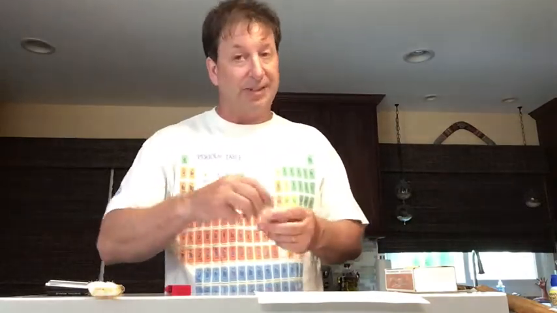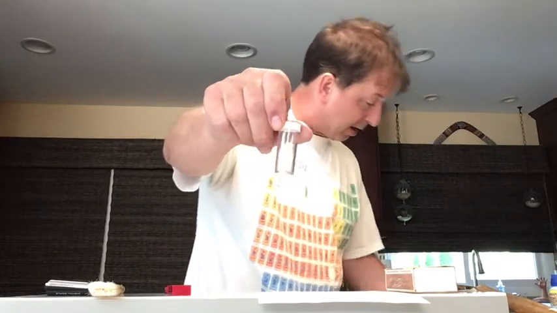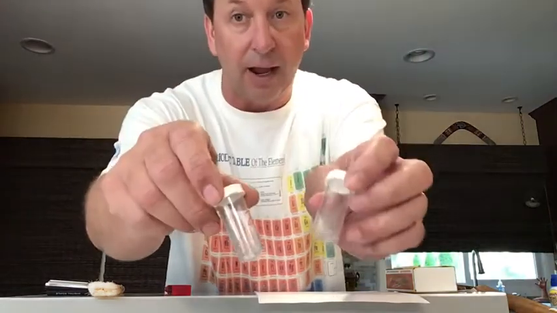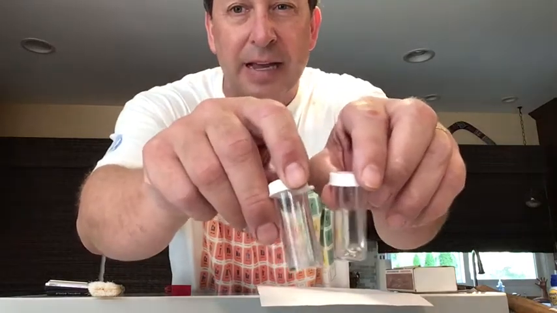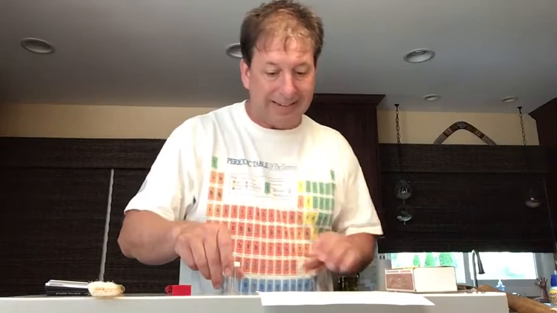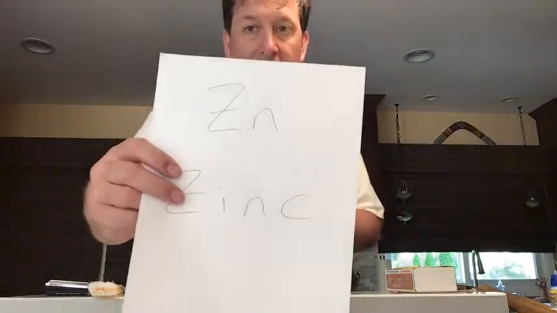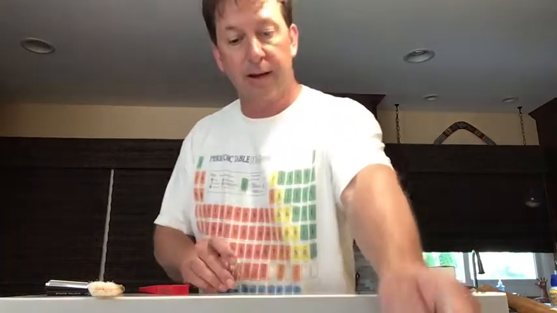Our last one that we have to share today is some zinc. I have some zinc powder, just a small amount, and a piece of zinc. Zinc can come in a wide variety of pieces. It can come as little tiny granules. It can come as chunks as well. So zinc is Zn, a relatively lightweight metal. It is also not magnetic.